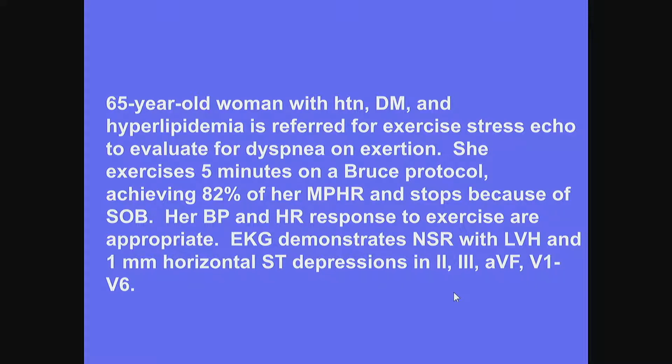This next patient is a 65-year-old woman with hypertension, diabetes, and hyperlipidemia who is referred for an exercise stress echo to evaluate for dyspnea on exertion. She exercises 5 minutes on a Bruce protocol, achieving 82% of her maximum predicted heart rate, and stops because of shortness of breath. Her blood pressure and heart rate response to exercise are appropriate. EKG demonstrates normal sinus rhythm with LVH, and 1 millimeter horizontal ST segment depressions are noted in leads 2, 3, aVF, as well as V1 to V6.